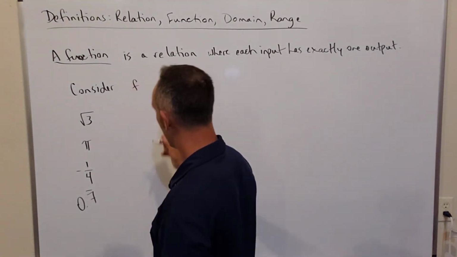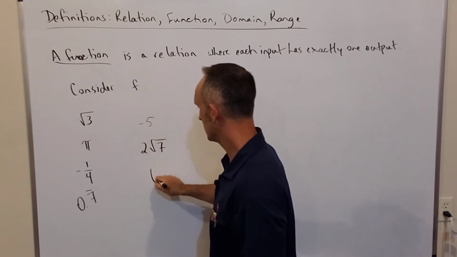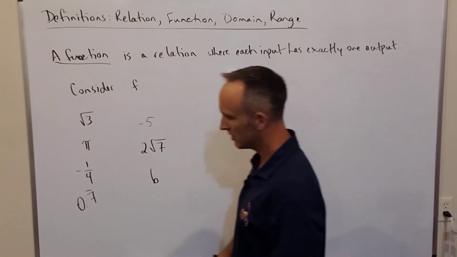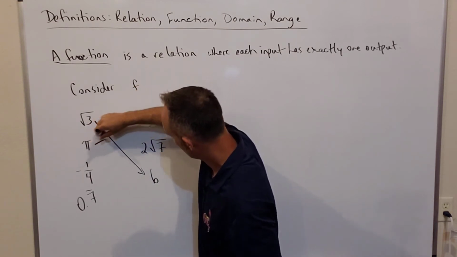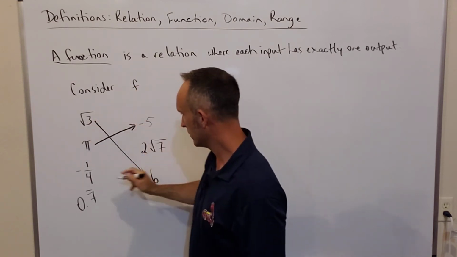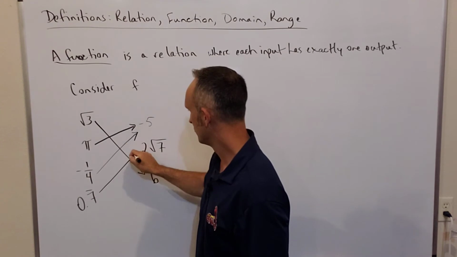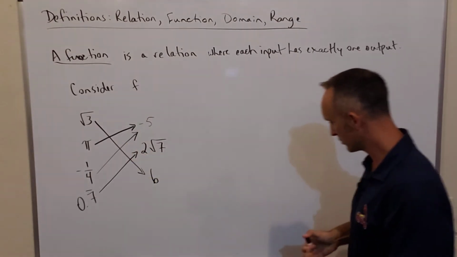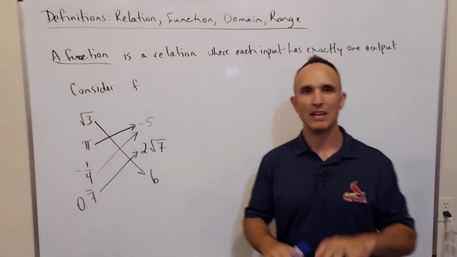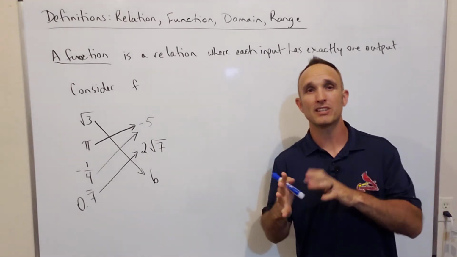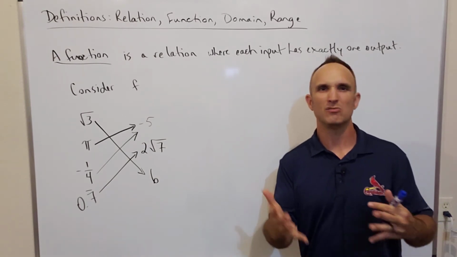And let's say that the outputs are -5, 2 times the square root of 7, and 6, okay? And then the mapping looks like this. The relationships look like this. Square root of 3 outputs 6, pi outputs -5, -1/4 also outputs -5, and 0.7 repeating outputs 2 times the square root of 7. So the first question is, what do you think? Is that a function? Let's ask that first. Is it a function? And when you ask that question, in my opinion, you should always come back to this basic definition. Don't memorize some rule. A function, well, each input has one output.